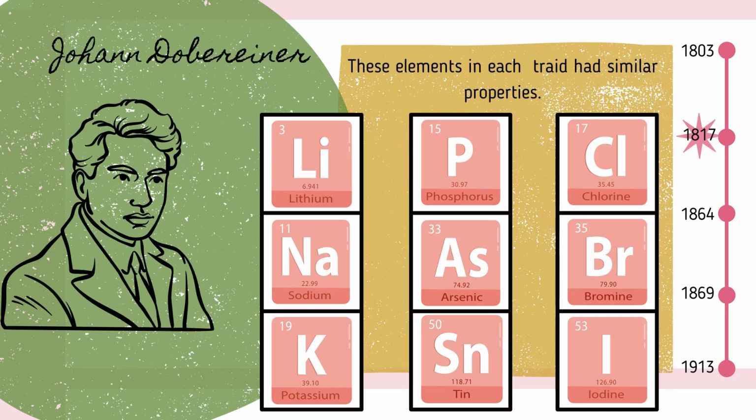These elements in each triad had similar properties: lithium, sodium, potassium. Three were the triads, and all these elements had similar properties. Similarly for phosphorus, arsenic and tin, so on for chlorine, bromine and iodine.